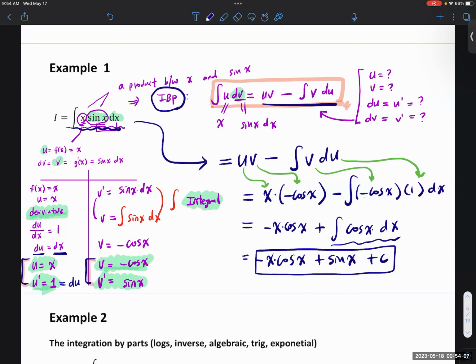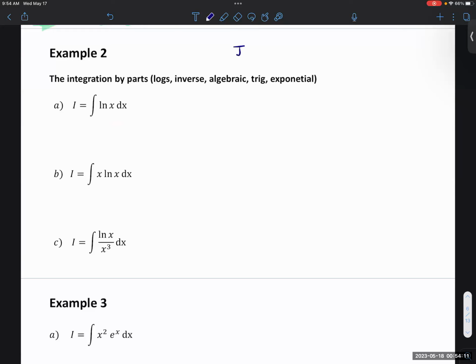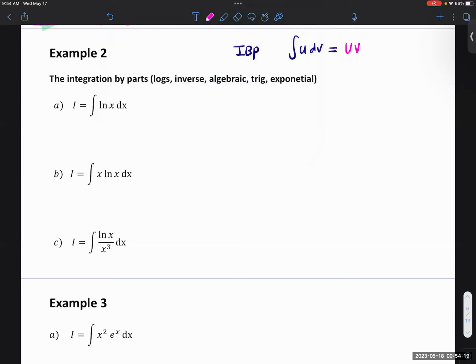So let's take a look at the second example. Remember IBP one more time. You have the integral of u dv equal to uv minus the integral of v du. So you need to find out u prime, v and v prime, then you can plug them in everywhere so you can finalize the answer. So let's do letter A.